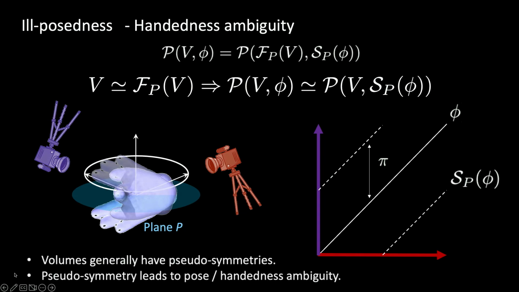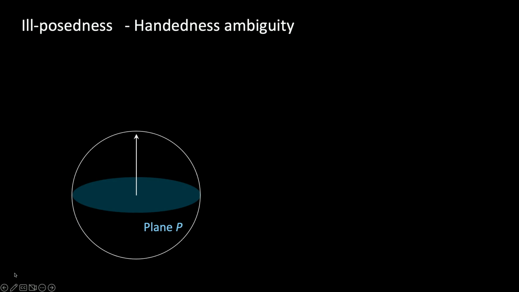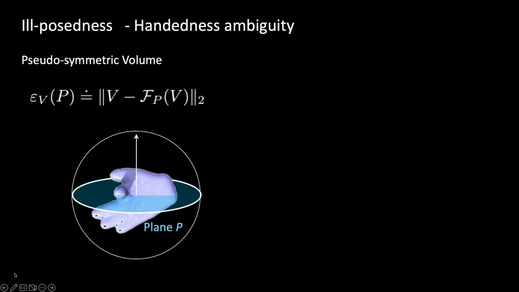So if we try to quantify the difference between those two images, we're going to get to that in the next slides. But here, I wanted to stress that volumes generally have pseudosymmetries, and that leads to pose ambiguity. So let's look at the quantification of it. Again, let's look at this pseudosymmetric volume here, and let's quantify the difference between itself and its image. And it's symmetric across this plane, right?